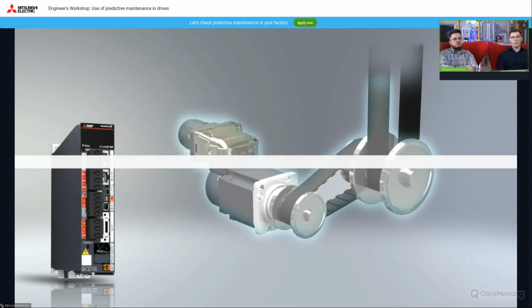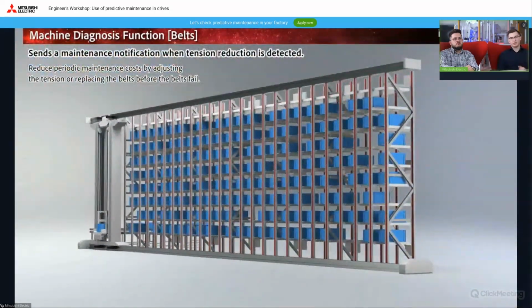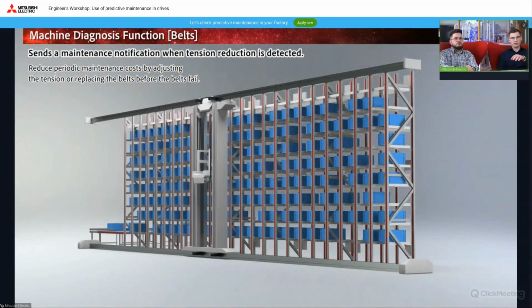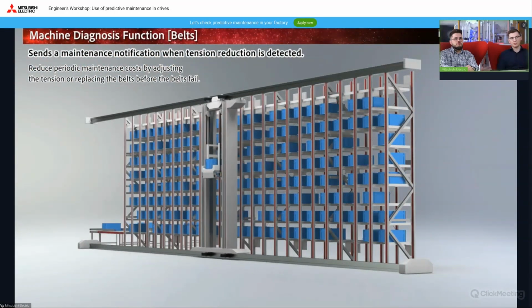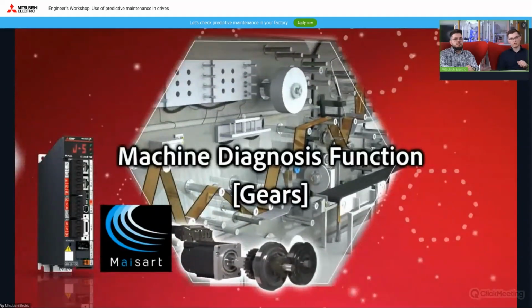Yes, for example, here with the tension of the belt, the operator has to remember that, okay, we are checking the alarms, we have the alarm, and we'll have to do something about the maintenance of the belt. Yes, so for example, tension it more.